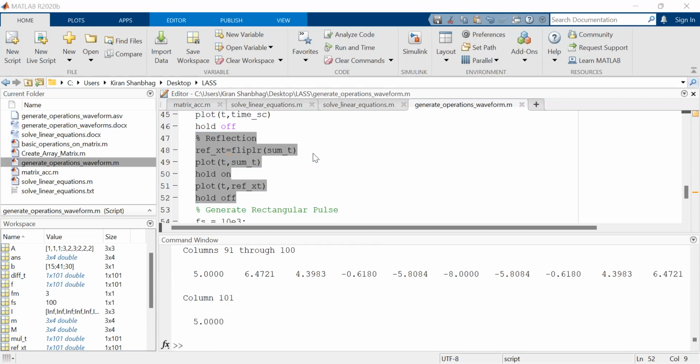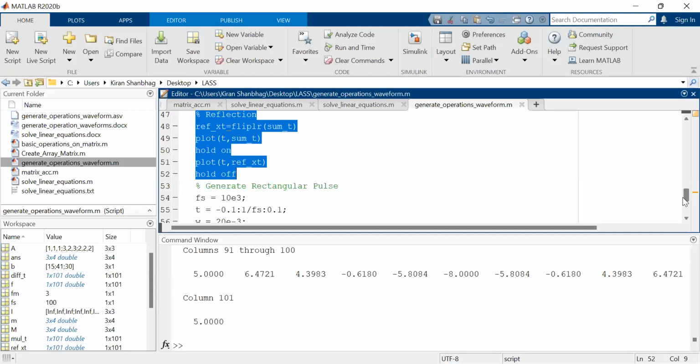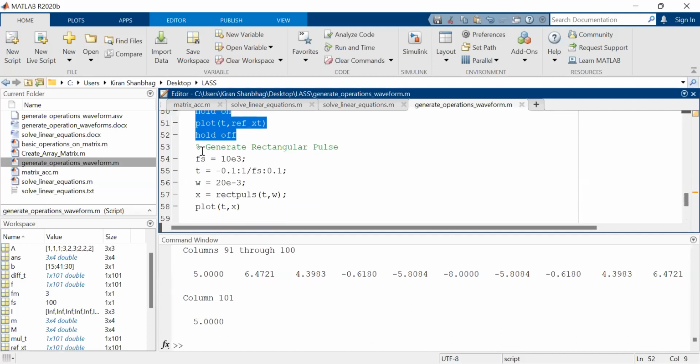Now you can see, let me take you to this particular wave. You can see the signal in blue is actually the sum of two sinusoids, whereas the signal in red is actually its reflected version. You can see how they are mirror images of each other, towards the vertical axis. Since you are watching it from 0 to 1, it's not making much sense, but since it's a sinusoid, I think you can understand what is going on here.